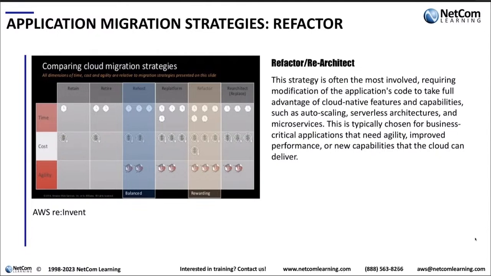So if you look at the image on the left-hand side, you see the refactor. The refactor is that brown piece. It takes the most time. It takes the most cost. But it has the highest agility because it's taking the most advantage of cloud features.